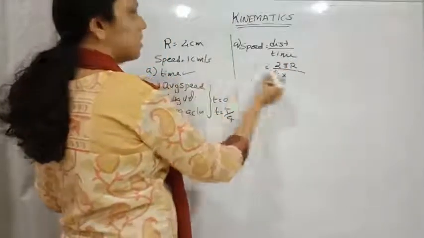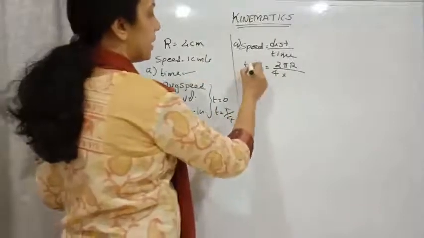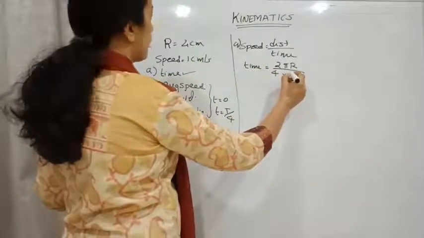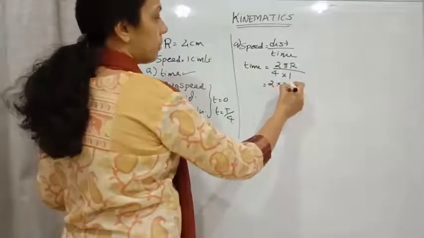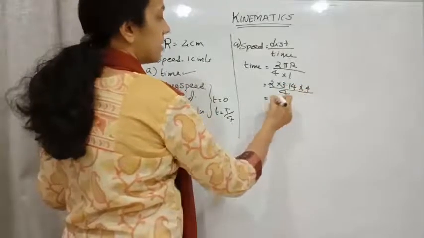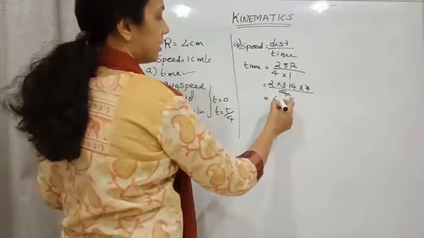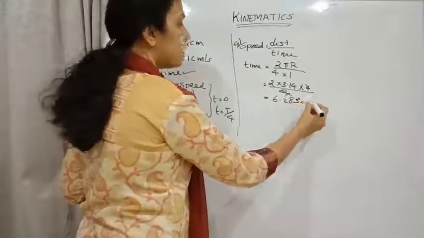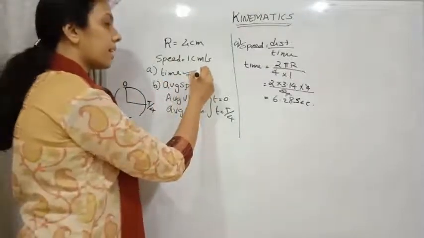Time is what we need to find out. So speed is 1 centimeter per second, equal to 2 into 3.14 into 4 divided by 4, that is 6.28 seconds.